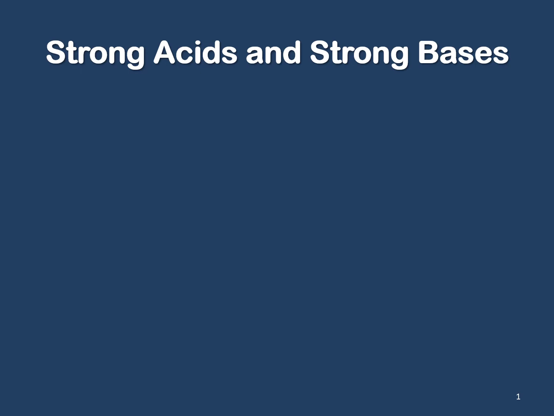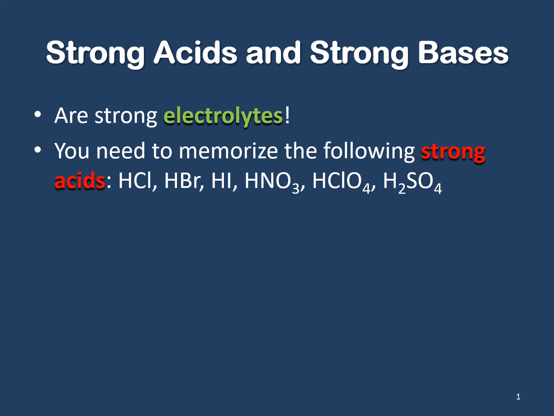So first we need to talk about strong acids and strong bases. Strong acids and strong bases, like I've mentioned in the beginning of Chapter 4, are strong electrolytes, meaning they dissociate 100% into ions. So how do we tell what are our strong acids? Well, it's pretty easy. There are only 6 strong acids out there, and they're these 6, right?